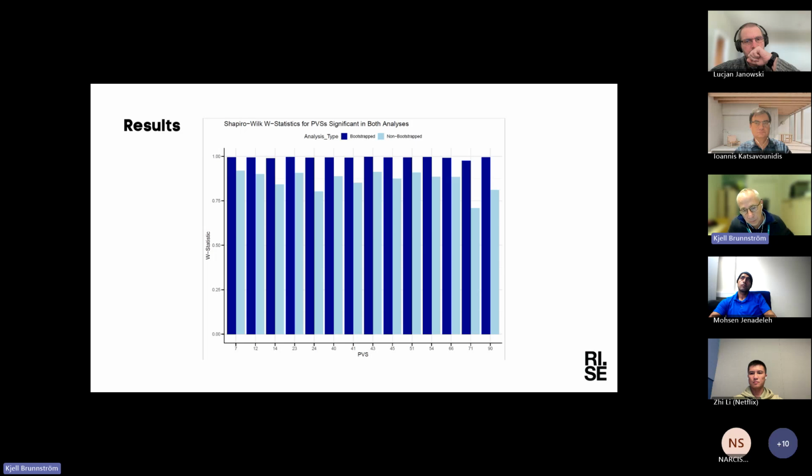And as we can see on this graph, which has the V statistics on the y-axis and the PVSs, I would say these are the PVSs that were tested as non-normal both with and without bootstrapping. And we can see that the test statistic goes very close to 1 after you do, in this case, 1000 iterations in the bootstrapping procedure, which would be an indication, but not a proof, a good indication that we are very close to the normal distribution.